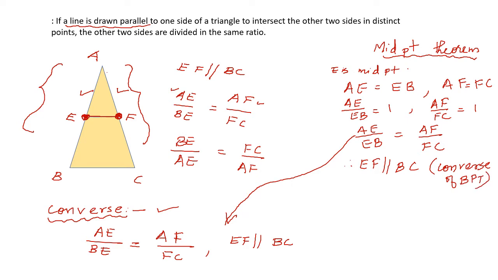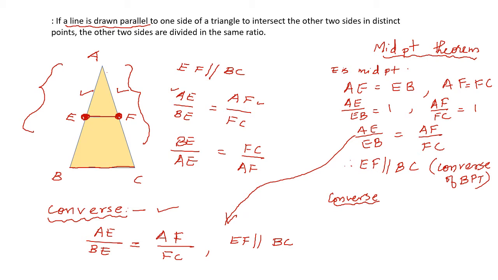Now there is a converse of the midpoint theorem. What does the converse of the midpoint theorem say? That is, a line joining the midpoint of one side and parallel to the third side. So E is given as the midpoint and EF is parallel to BC. Then F should be the midpoint of AC.